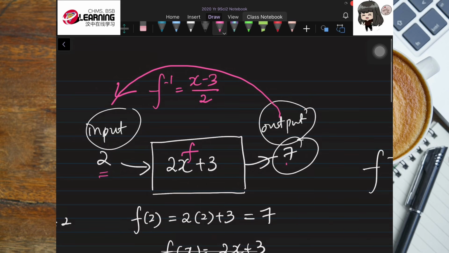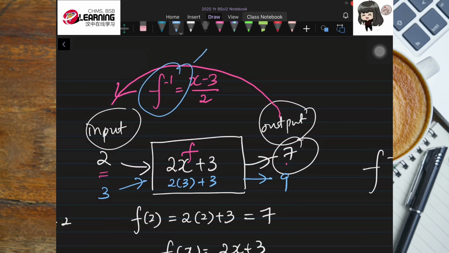Alright, let's try this. You sub 3 into this function f, so it will become 2 times 3 plus 3, which is 9. Your output is 9, right? And if you sub this 9 into the inverse function, which is (x minus 3) over 2, it is 9 minus 3 over 2, which is 6 over 2, equal to 3, and there your input is 3.